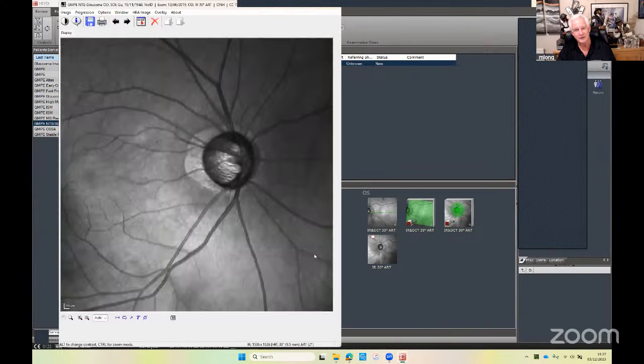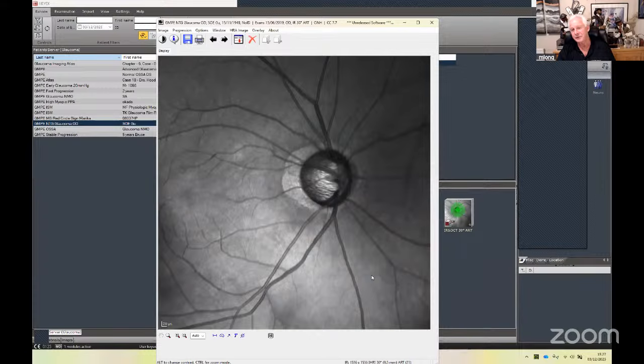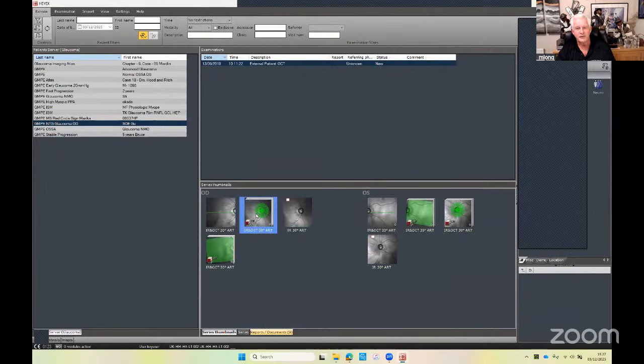This is a lady coming saying, "Oh, please scan me." You can see, even just looking on the disc, you can see the pores of the lamina here, and you can see a large area of peripapillary arteries, an Asian lady. And we just follow the same routine from the rim.